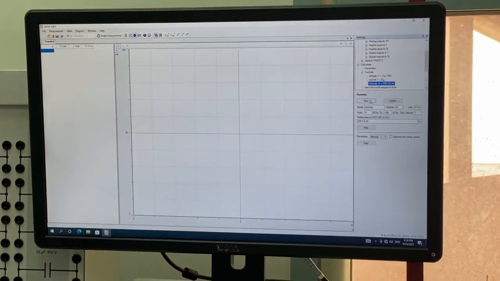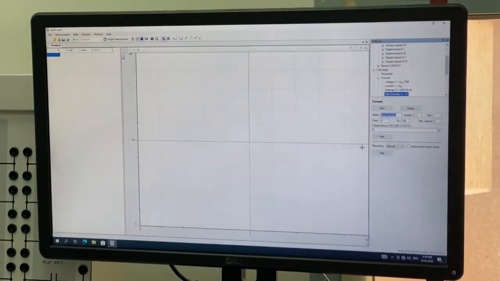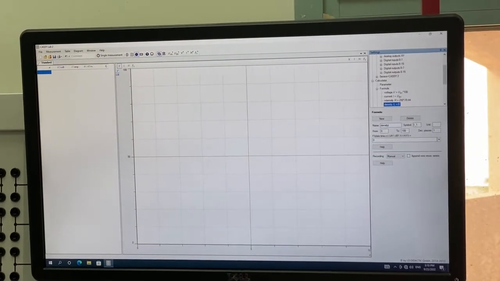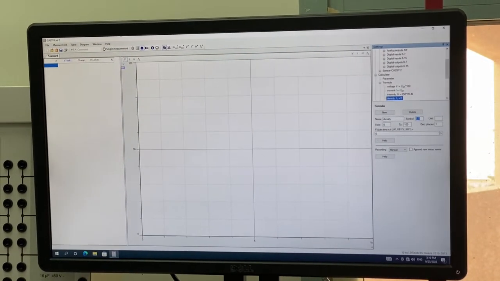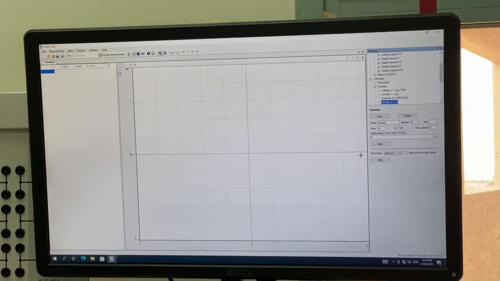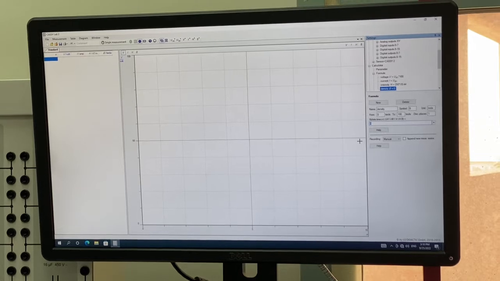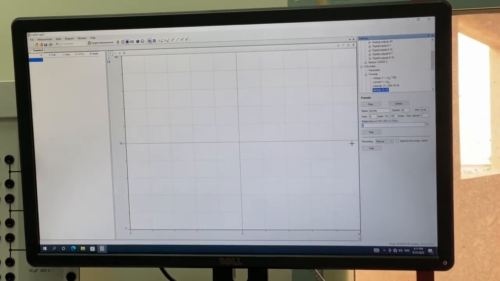The next one is B. What is the name of B? Density. Symbol is B. Unit is Tesla. And what is the formula? Can you see this one?